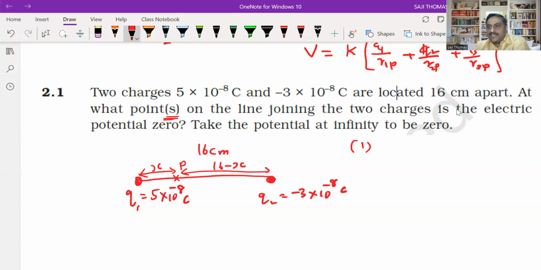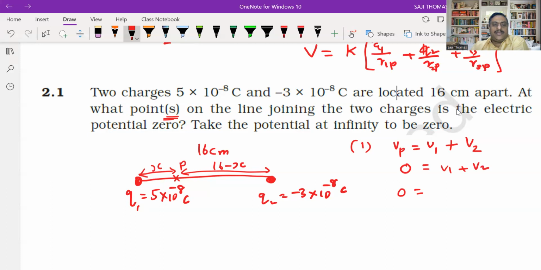So at the point P, we just learned total potential is algebraic sum of the individual potentials. At the point P, potential is 0. So first case, we see that Vp is 0, right? There are two potentials. Potential due to Q1, that is V1, plus potential due to Q2, that is V2. Then potential at the point P, we put as 0. So 0 is equal to V1 plus V2.